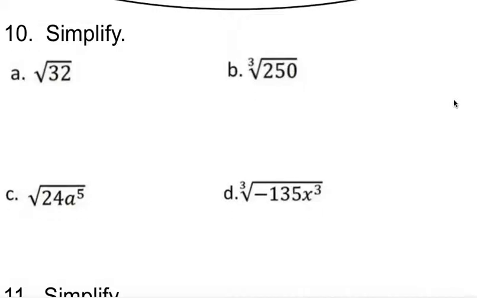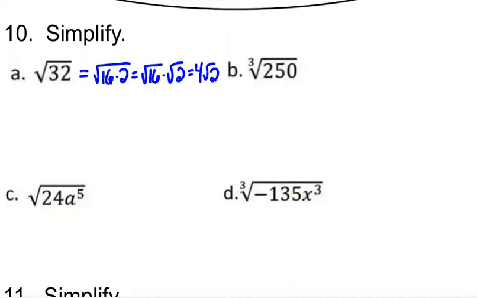So we want to simplify the square root of 32. Now, obviously, that's not a perfect square. So there's two ways we can approach this. You can either recognize that 32 is 16 times 2, and so you can pull that apart, root 16 times root 2, and then the square root of 16 is 4, and then you have root 2.